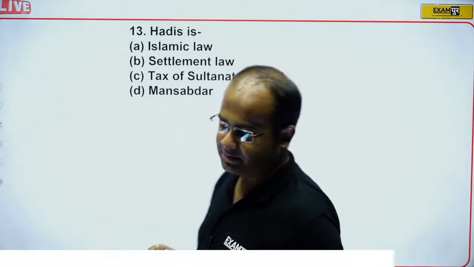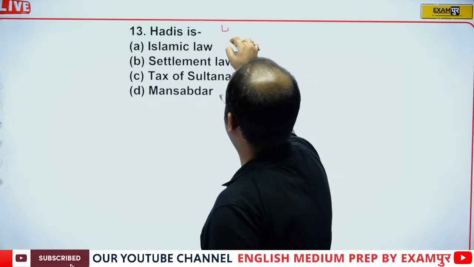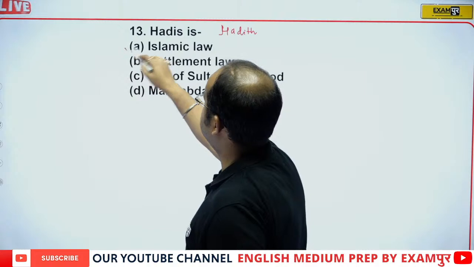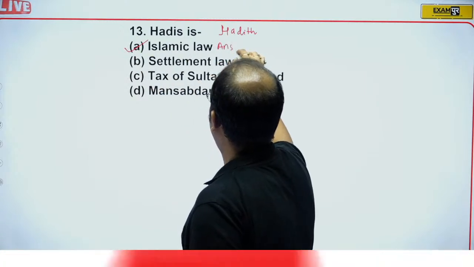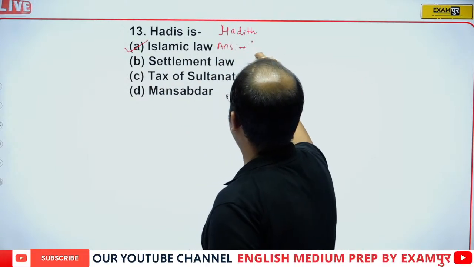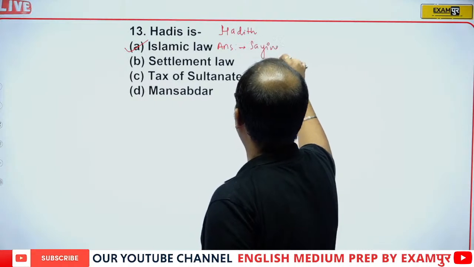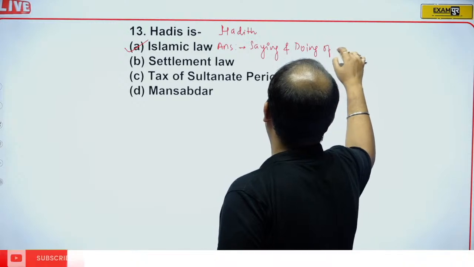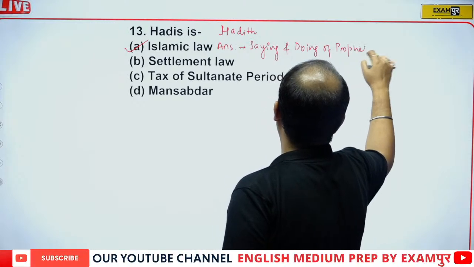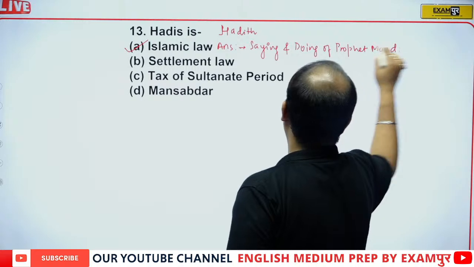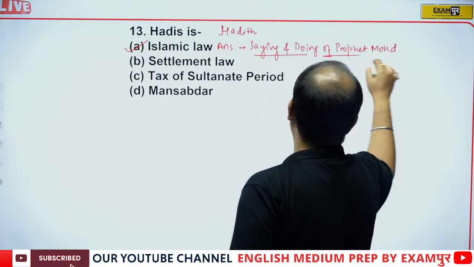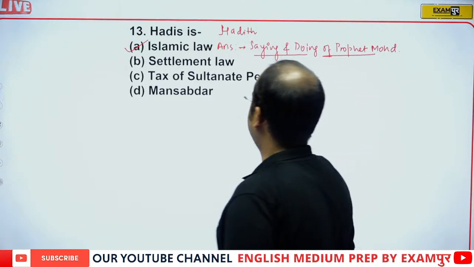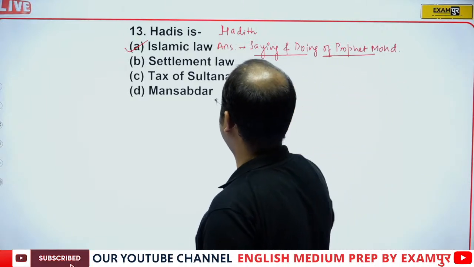So hadith, guys, it is an Islamic law. And actually hadith is the sayings and doings of Prophet Muhammad. So what Prophet Muhammad said, what Prophet Muhammad did, that is called hadith. Tax on the Sultanate period, it is not hadith.